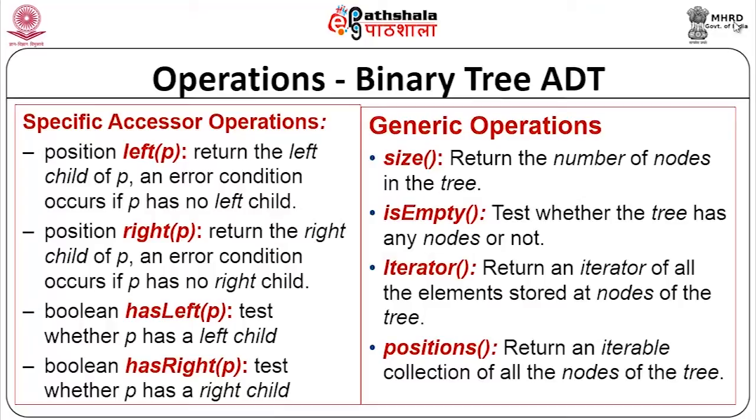Size returns the number of nodes in the tree, is empty tests whether the tree has any nodes or not. Iterator returns an iterator of all the elements stored in all the nodes. This is specific to tree applications. So, it just takes and gives you all the elements of all the nodes. Positions returns an iterable collection of all the nodes in the tree. Okay. There it returns the elements, that means actually what is the data in those nodes, while positions will give you all the addresses of the nodes in whatever way the implementation is happening. We have not specified the implementation as yet.